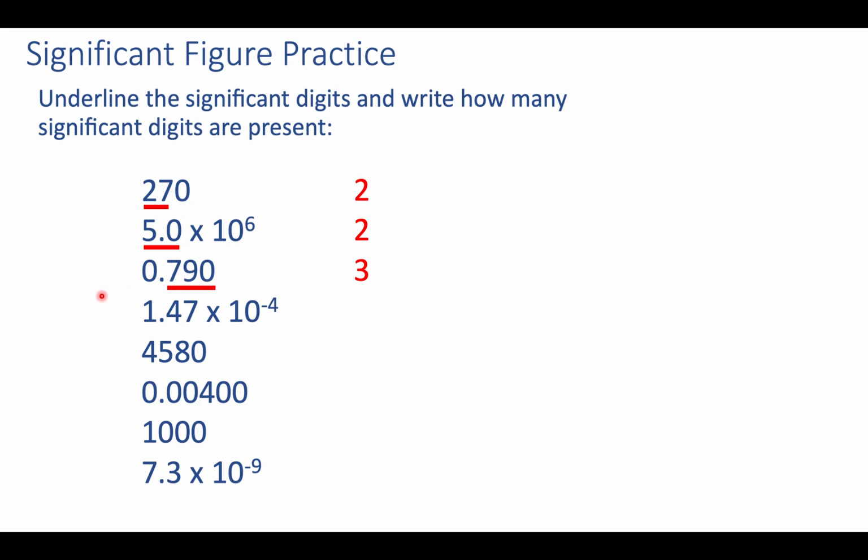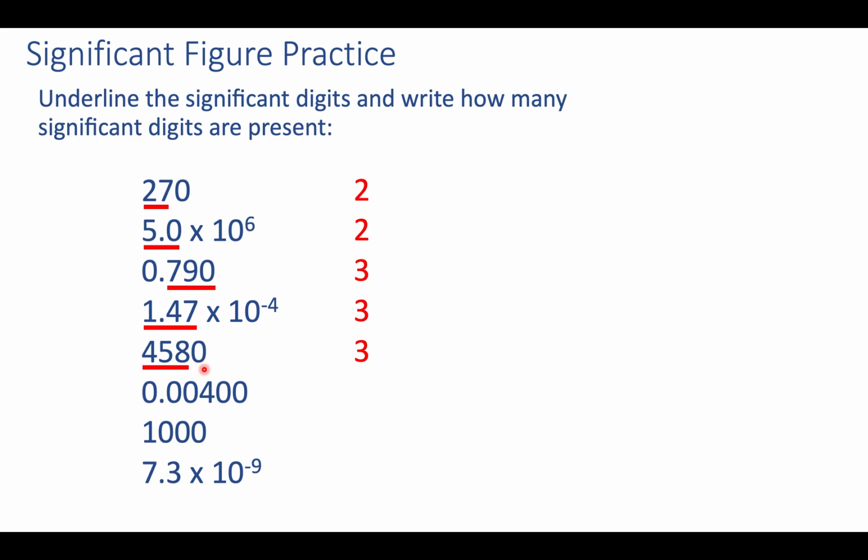In our next example, we have 1.47. All of those are non-zeros. Remember, the 10 to the negative 4 is not considered significant, so this number also has 3 significant digits. And then we get to 4,580. Notice again, we have a number that doesn't have a decimal point even though we have a trailing 0. So because there's no decimal point, we can't assume it's significant. We have to assume it's not significant. So only our non-zeros in this example are significant digits.